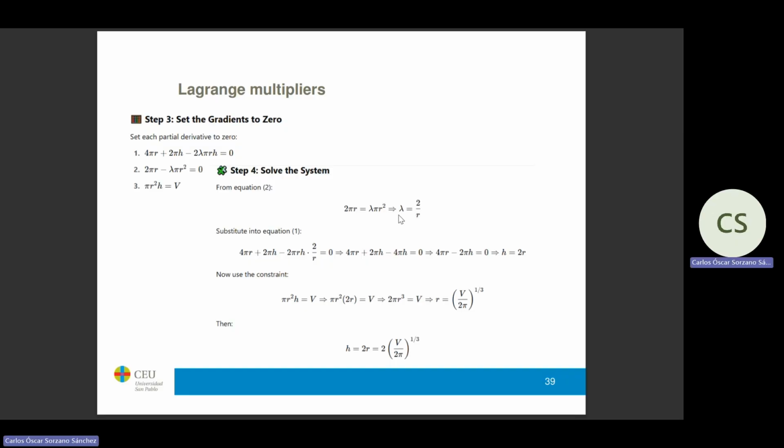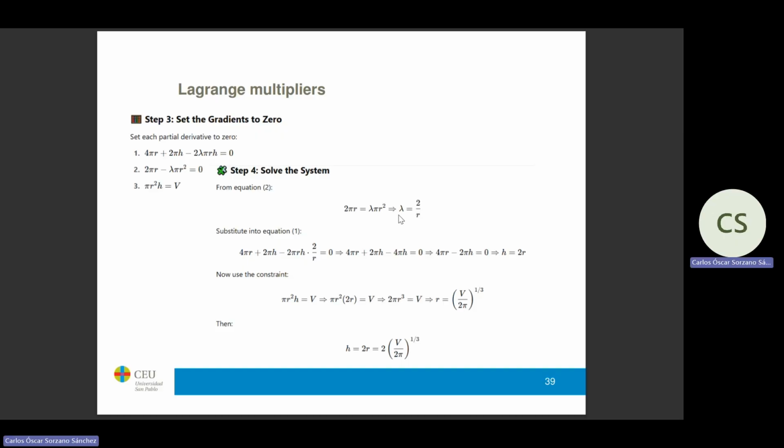Okay, very good. So then we set it to zero. Each one of the derivatives has to be zero. This is an equation system. It's a non-linear equation system because we have products like r h, r squared h. So you cannot use matrices to solve this part. But still, you know how to solve the equation system. We take equation 2, and from equation 2 you solve for lambda.